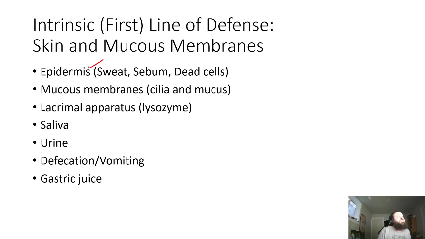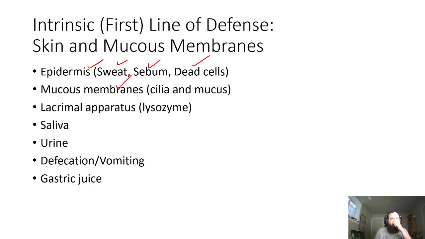And then in addition to those dead cells at the top, we have the sebum and the sweat, these chemicals that are there on the surface of the skin, in which the sweat is creating this very salty, hyperosmotic environment. The sebum is this very low pH material that will obviously also impair the growth and reproduction of any microorganism.